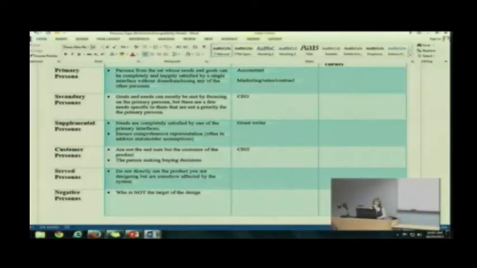Anyone else? It could be the accountant also. It may be that they're the primary persona and they're going to be the one using it, so they are the ones who get to choose it. That happens.